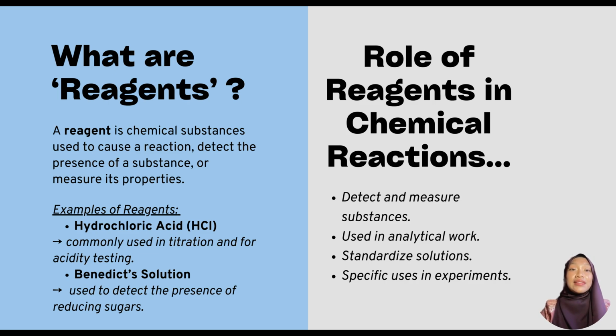So here is a summary of the role of reagents in chemical reactions. Reagents play a really important role in chemical reactions. They help us in a few ways. First, they help detect and measure substances, for example, using Benedict's solution to see if a drink contains sugar.